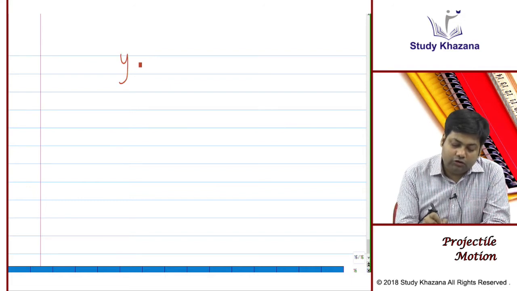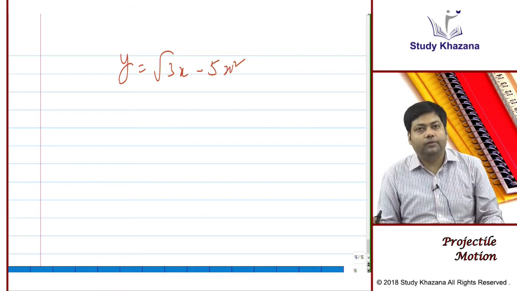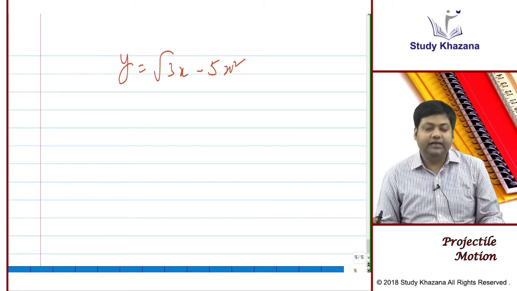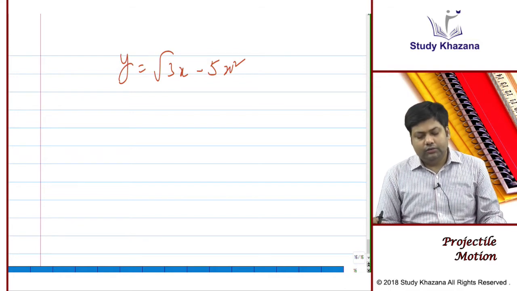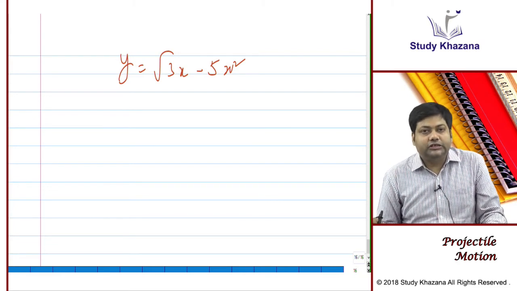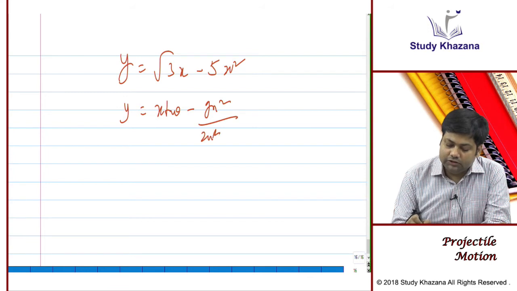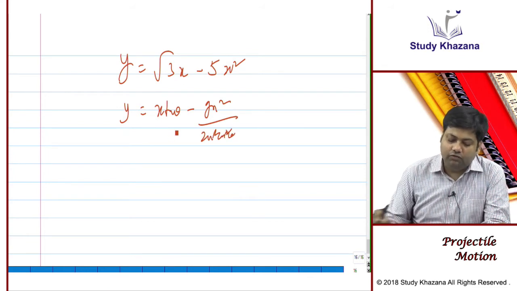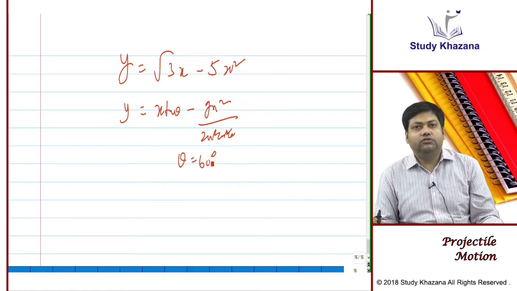So let's say there is a question: y equal to root 3 x minus 5x square. So this is the equation of a projectile. Now you have to find out the range of this particular projectile. There could be two questions on this. One question could be to find the angle of projection. That is very evident, we compare it with the equation of trajectory y equal to x tan theta minus gx square by 2u square cos square theta. If we do so, we find out that tan theta is root 3 and theta is 60 degrees, which is very clear. But now let's say you have to find out the range.